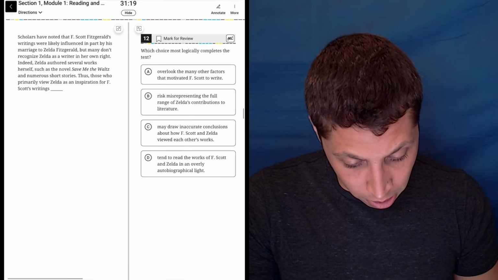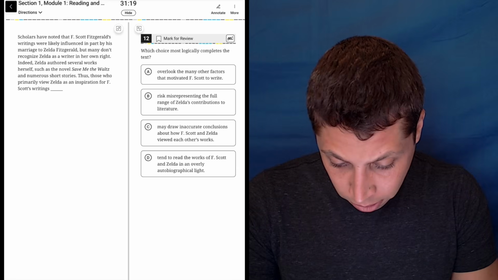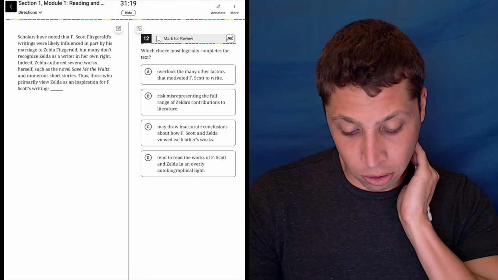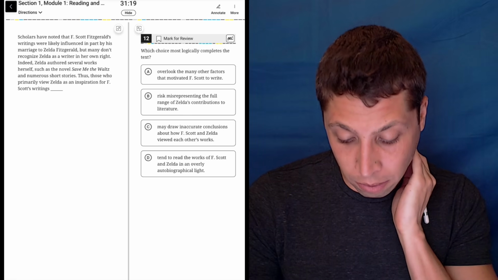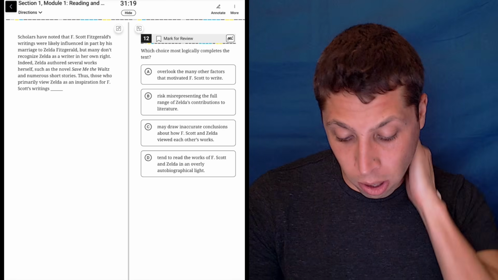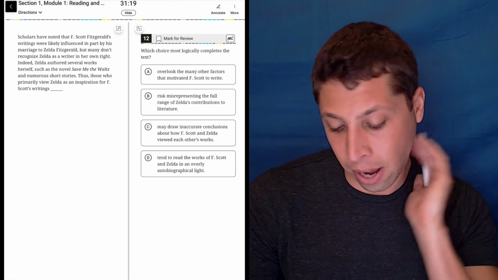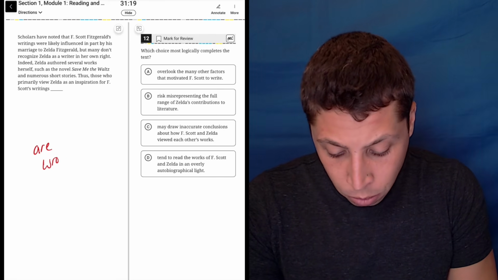Okay. All right, logically completes the text. Scholars have noted that F. Scott Fitzgerald's writings were likely influenced in part by his marriage to Zelda Fitzgerald, but many don't recognize Zelda as a writer in her own right. Indeed, Zelda authored several works herself, such as the novels Save Me the Waltz and numerous short stories. Thus, those who primarily view Zelda as an inspiration for F. Scott's writings, here I would use my scrap, are wrong.